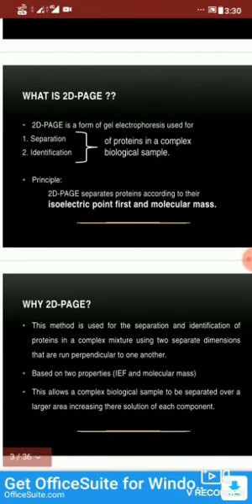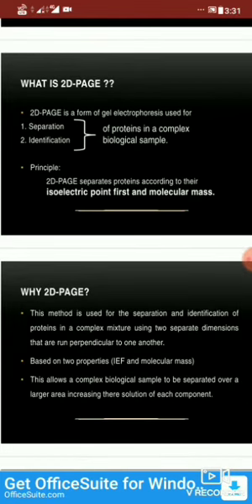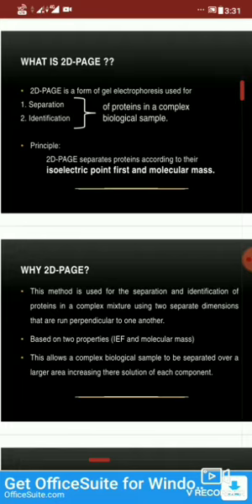Now this is an advanced version of the one-dimensional electrophoresis system wherein the electrophoresis is used for two important things. One is separation of the molecules and second, identification of the molecule. In this case we are talking about proteins, whichever protein is present in the biological sample. The basic principle is the same as that of one-dimensional gel electrophoresis, except that here in 2D PAGE the separation of protein is based on two concepts. The first one is isoelectric point and the second one is molecular mass.